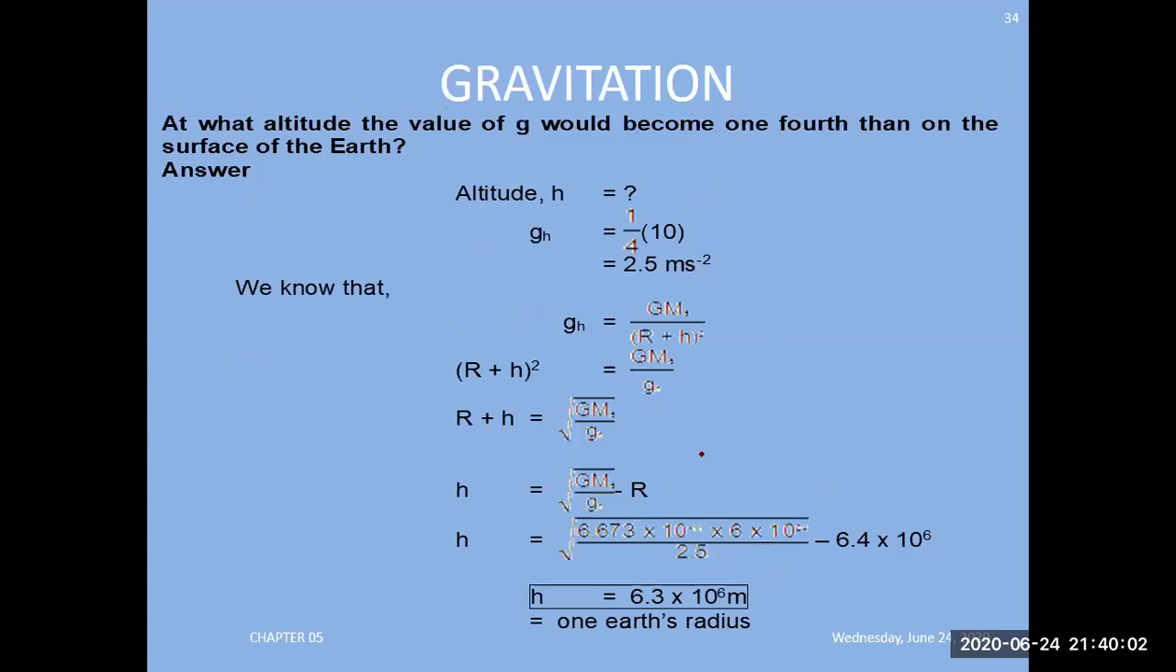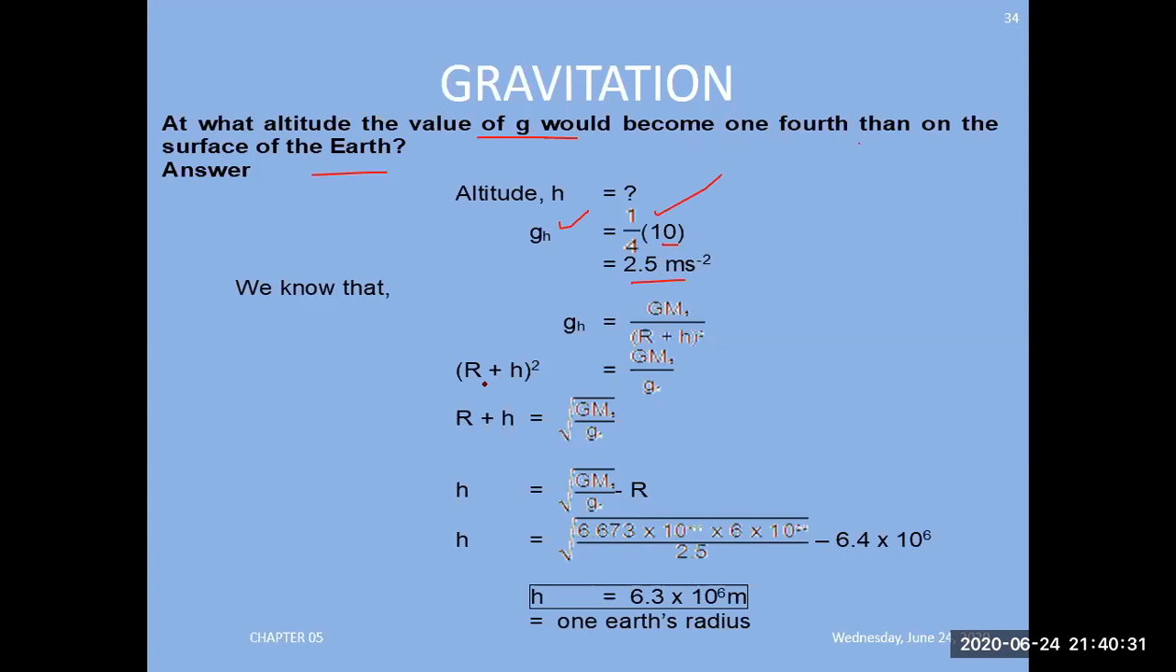So here is another problem: at what altitude would the value of g become 1/4 of that at the Earth's surface? It's very simple. It means at a height where the value of g becomes 1/4. Normally at the Earth's surface it is 10. What will it be at 1/4? That is 2.5 meter per second square. And you will put all the values here, and then you will get the altitude.